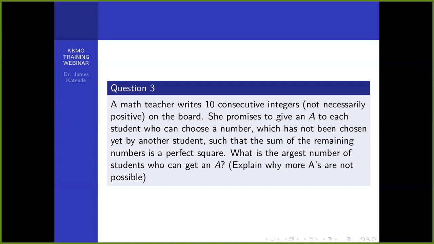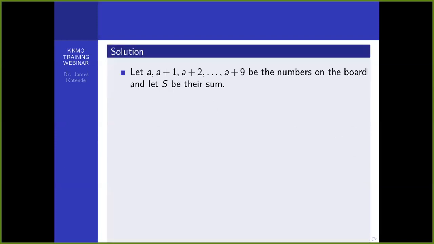What I can do, let's just look at our solution and see how we can proceed. So we need 10 consecutive integers. So that is these numbers, A, A plus 1, A plus 2, up to A plus 9. That gives us a total of 10 consecutive integers. So suppose these are the numbers that are on the board, and we denote the sum of these 10 numbers by capital S. So capital S is the sum.